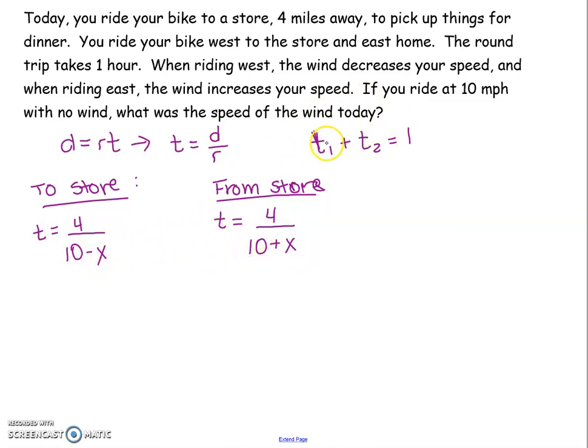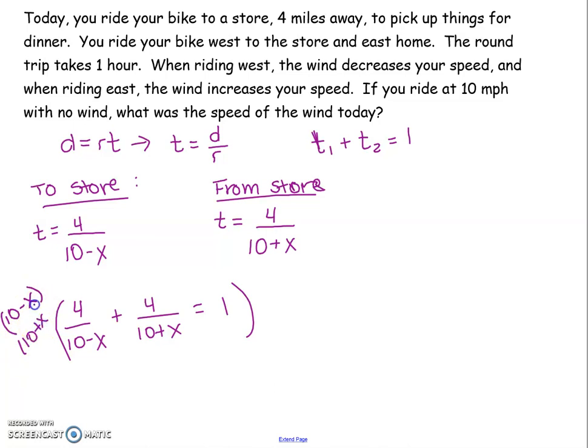We're going to use this idea of time 1 plus time 2 is equal to 1. So here's time 1, here's time 2. So 4 over 10 minus x plus 4 over 10 plus x is equal to 1. Now, we want to get a common denominator. So in this case, it would be 10 minus x and 10 plus x. So we're going to multiply everything by that common denominator, which is 10 minus x times 10 plus x. So we would multiply 10 minus x, 10 plus x to the first fraction.